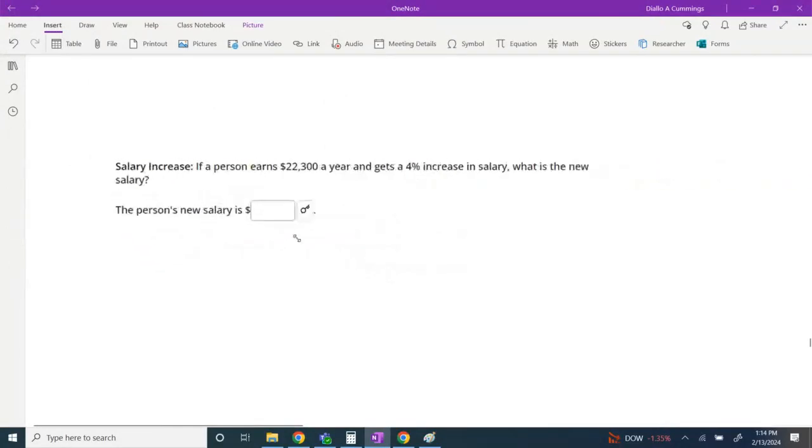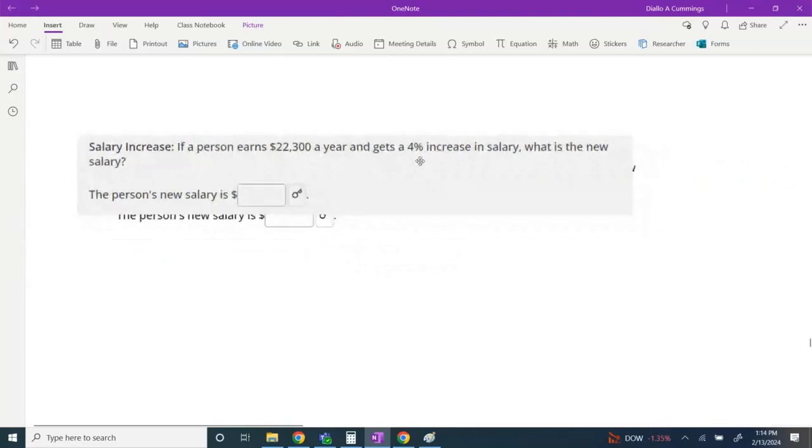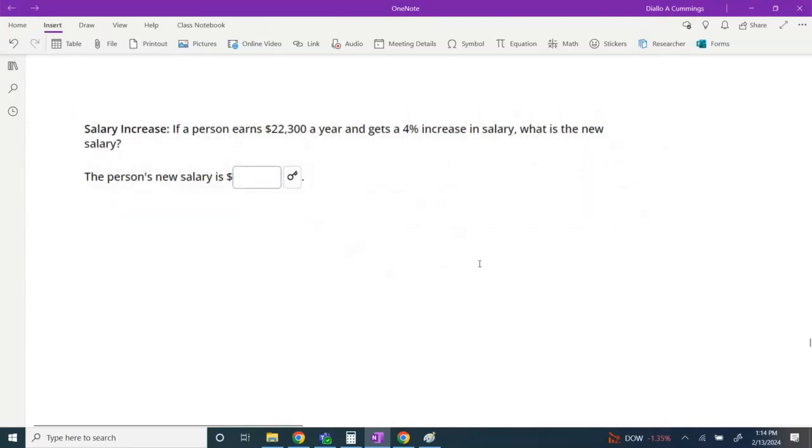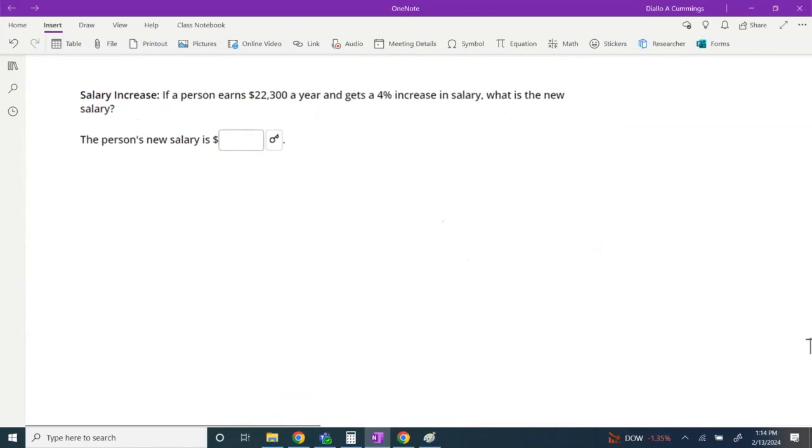All right, so here it is. If a person earns $22,300 a year and gets a 4% increase in salary, what's the new salary? So we're going to use that percent increase or decrease equation.